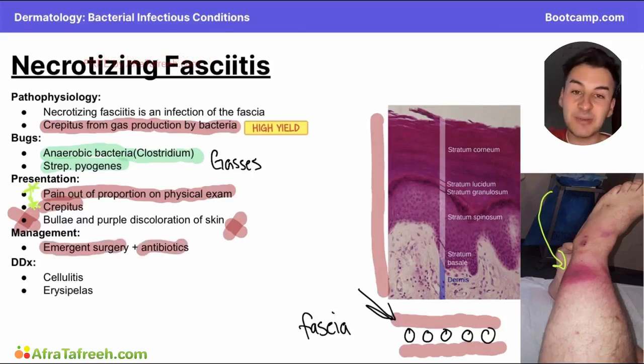You're going to have broad spectrum here, likely vancomycin, piperacillin, tazobactam, and surgical debridement in order to get source control from this fascial infection. Our differential, like we talked about, is going to be cellulitis and erysipelas. However, it's going to be differentiated by crepitus and pain out of proportion on exam.